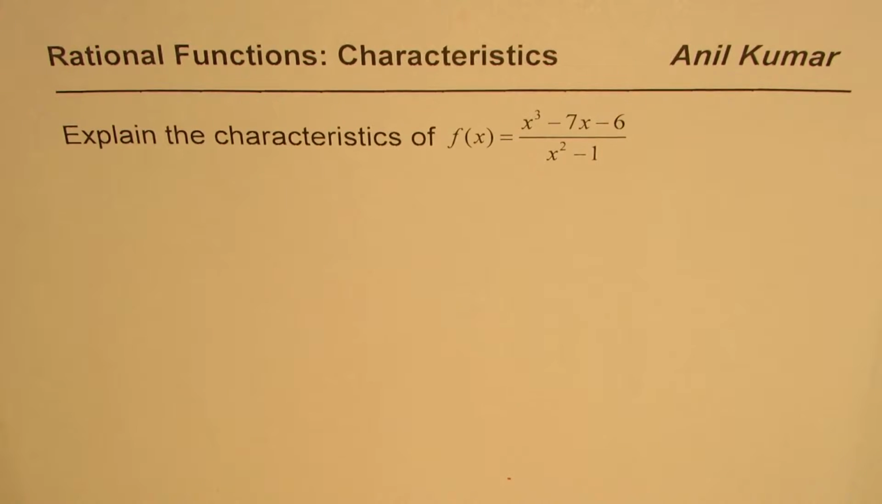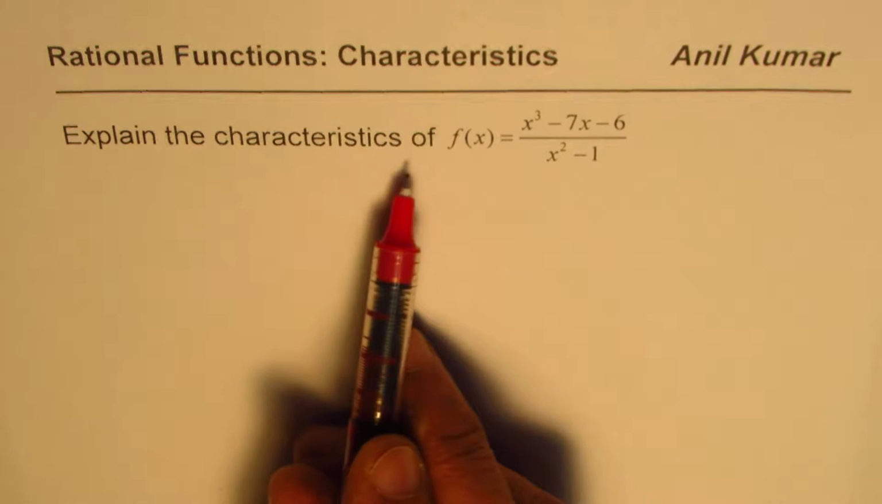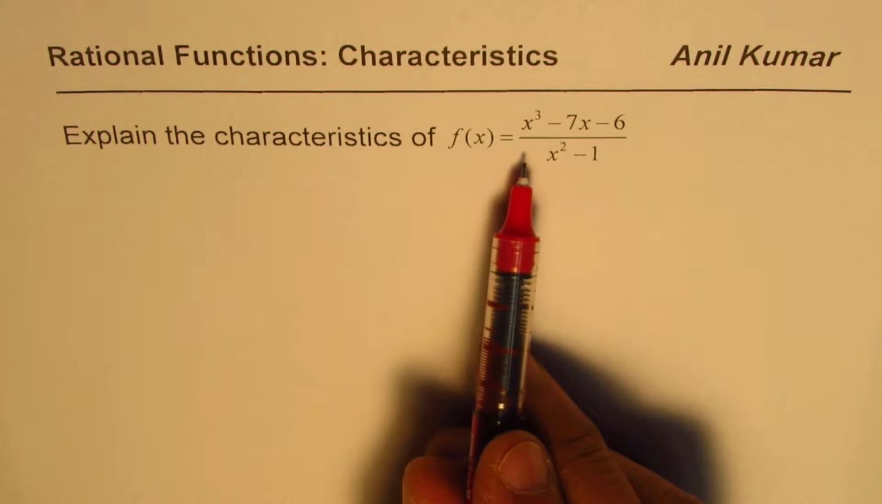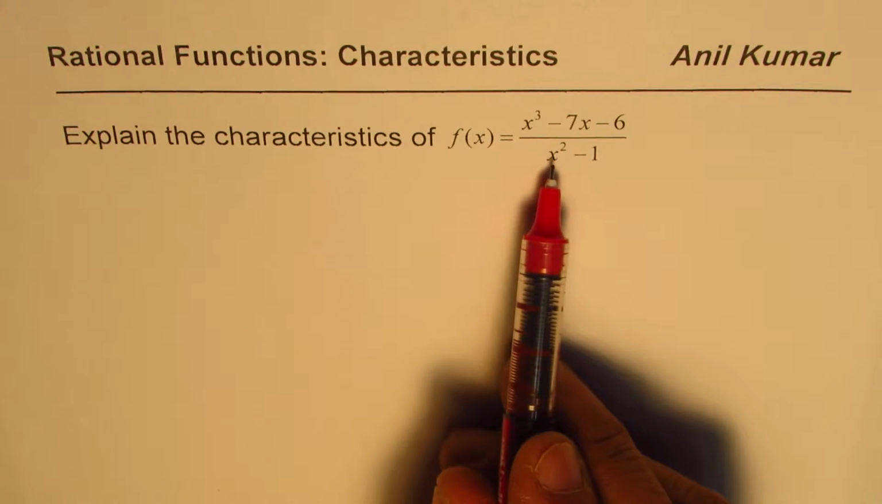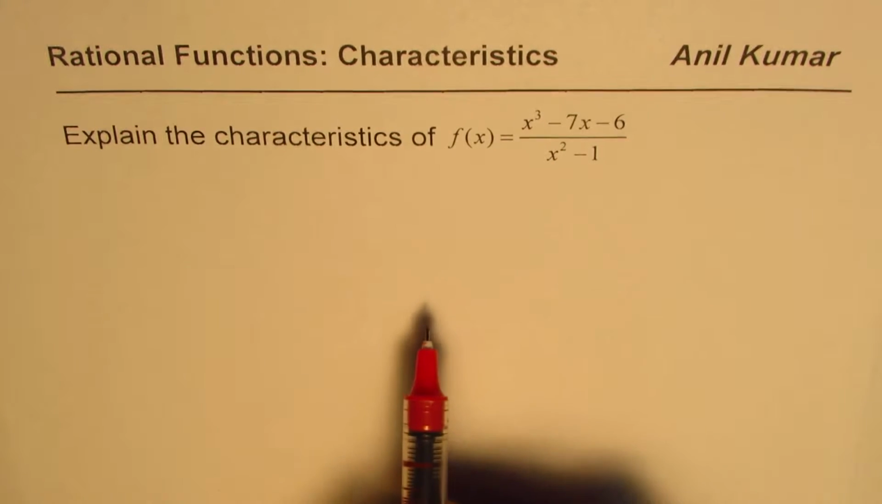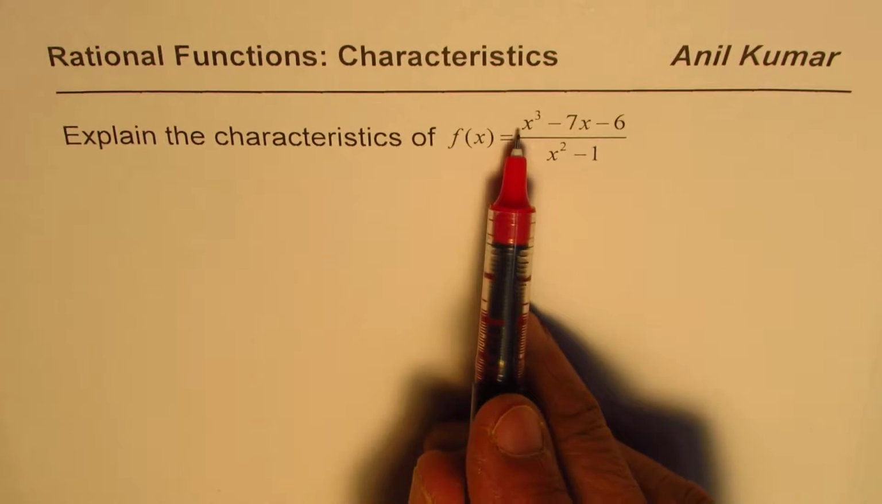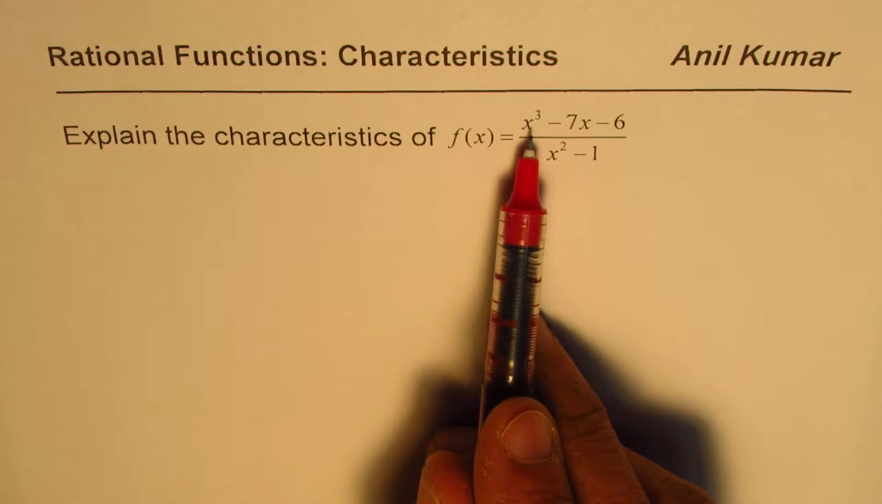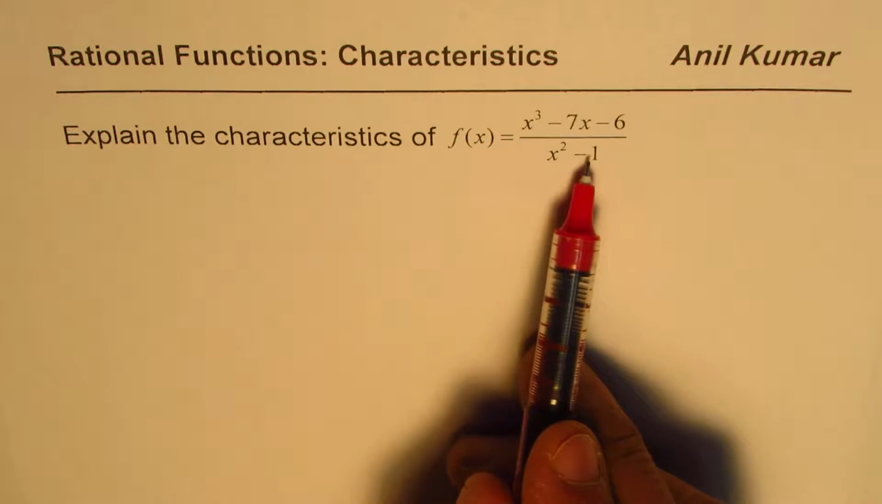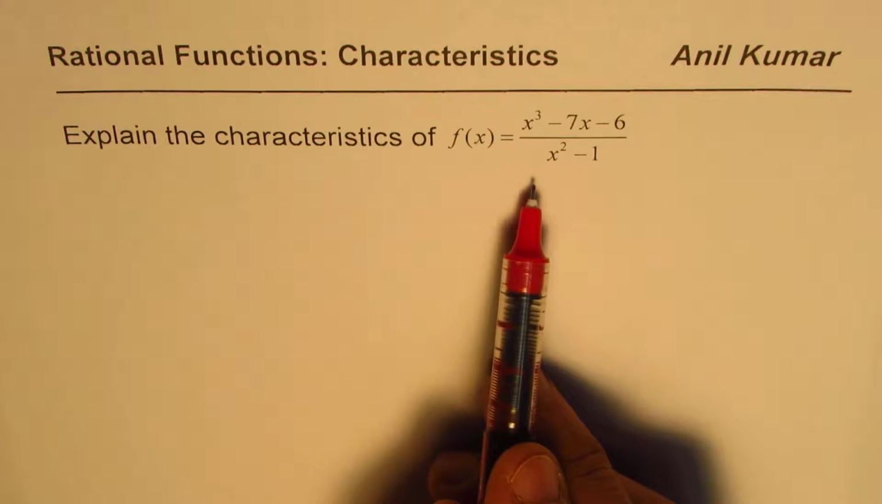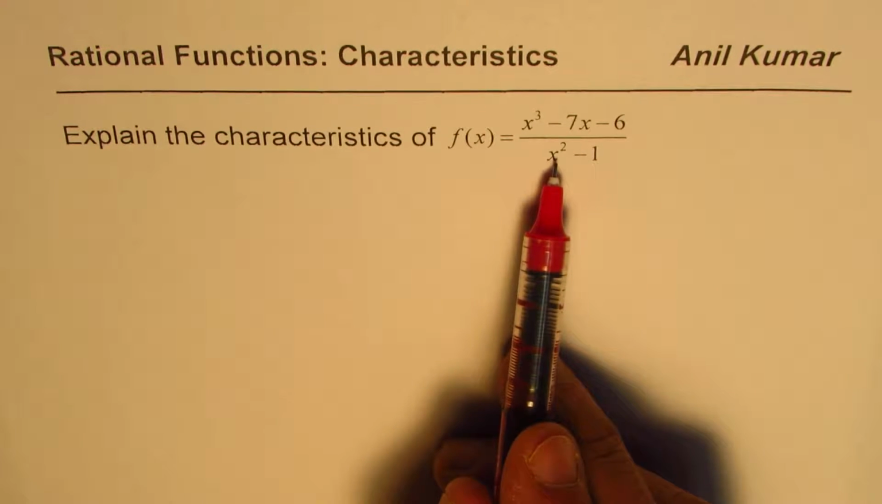So the question here is, explain the characteristics of f of x equals x cubed minus 7x minus 6 divided by x squared minus 1. Now, as you can see, we expect an oblique asymptote. Since the degree of numerator is higher, we expect two discontinuities, which could be vertical asymptotes or holes.